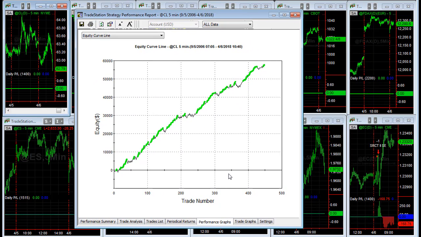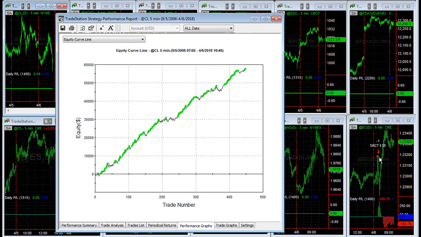This is a low frequency strategy, so we only see one trade so far today. Euro currency got short here. You can see the counter trend nature of this strategy. The market moved down here on the jobs report, and now it's back up.